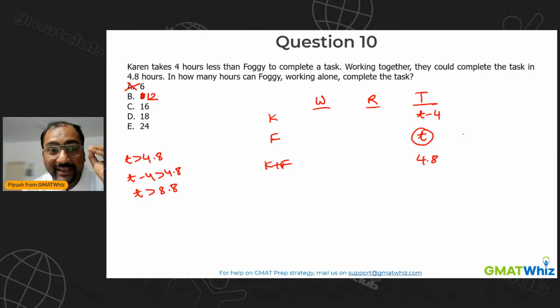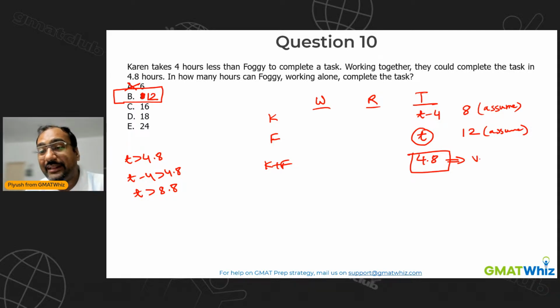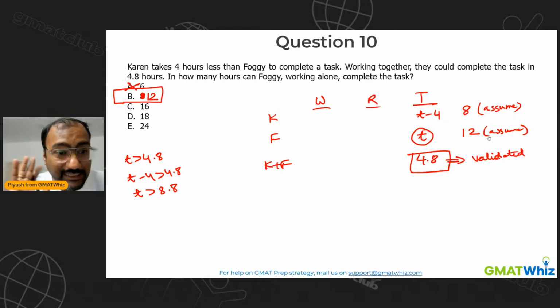So for a moment, if I assume that B is the correct answer, then I will write this is 12 and the time taken by Karen alone is 8, correct? Now, I'm just fitting option B and checking whether it works, okay? If the final result for the time taken by both of them comes out to be 4.8, then it is validated that this is the right assumption, this is the right answer. That's how you need to think.